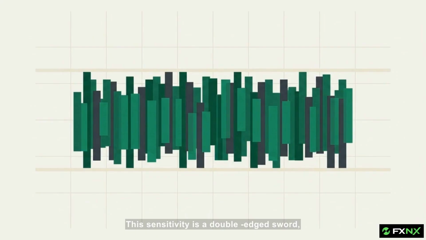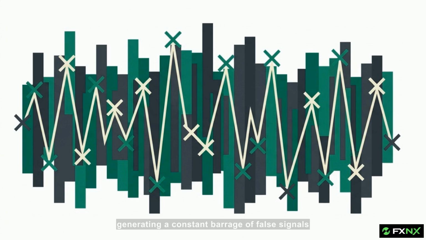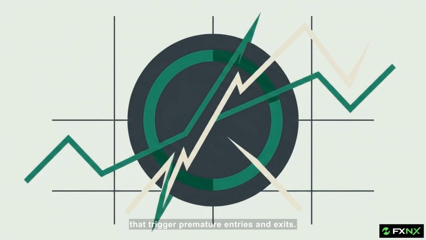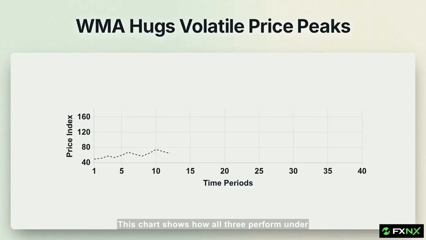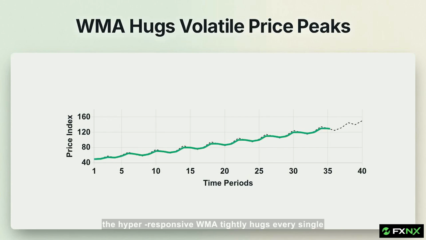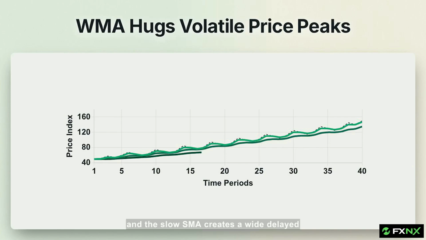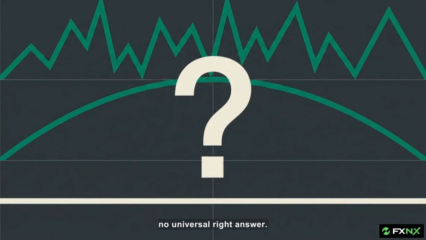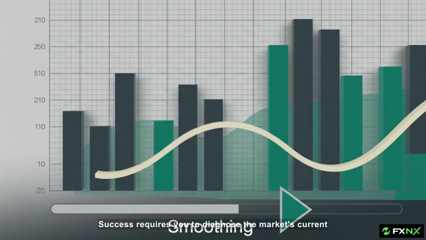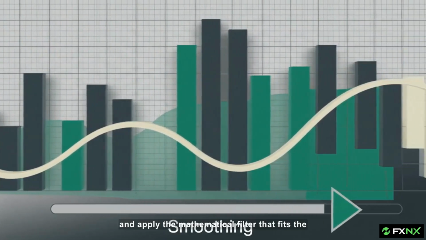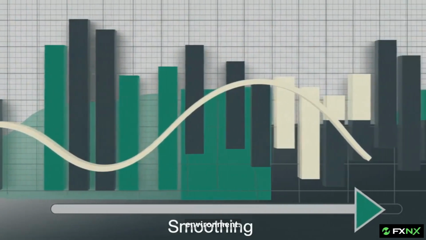This sensitivity is a double-edged sword. In a non-trending environment, the WMA becomes erratic, generating a constant barrage of false signals that trigger premature entries and exits. This chart shows how all three perform under pressure. Over the same volatile price action, the hyper-responsive WMA tightly hugs every single peak. The EMA trails slightly behind with smoother curves, and the slow SMA creates a wide, delayed arc far below the noise. Seeing them side by side proves there is no universal right answer. Success requires you to diagnose the market's current speed and apply the mathematical filter that fits the environment.